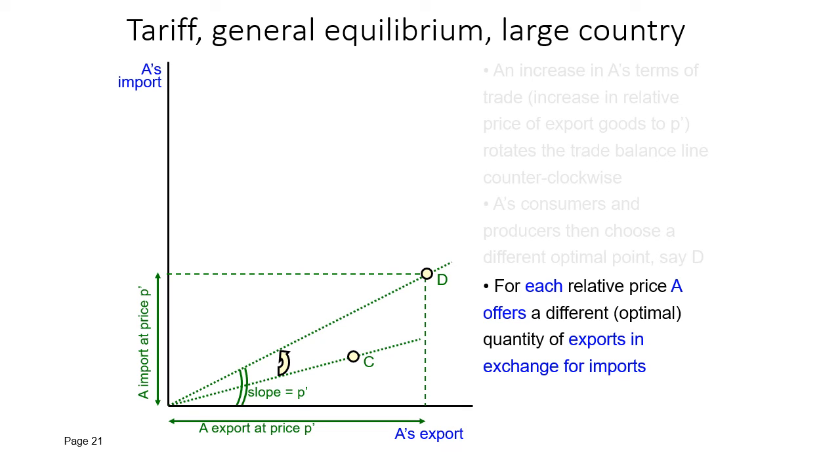So what we can end up doing is that for every relative price, we can choose some optimal point for those relative prices. And those will give us some idea in terms of our exports that we actually exchange for our imports.